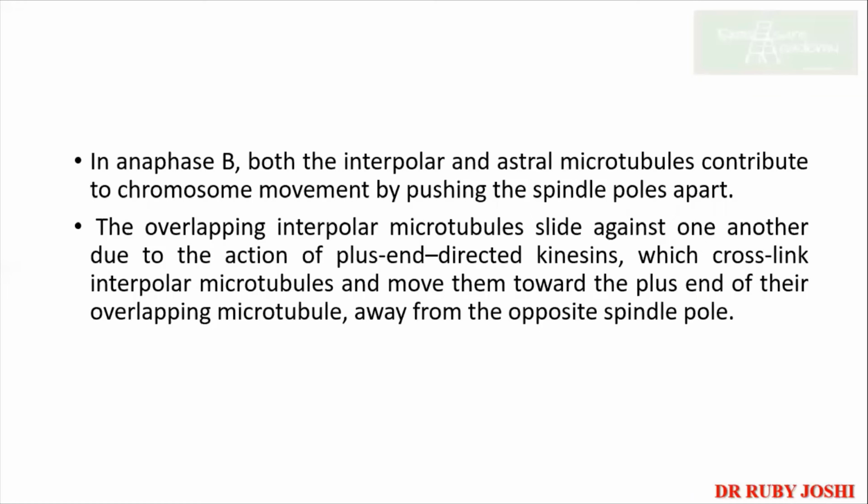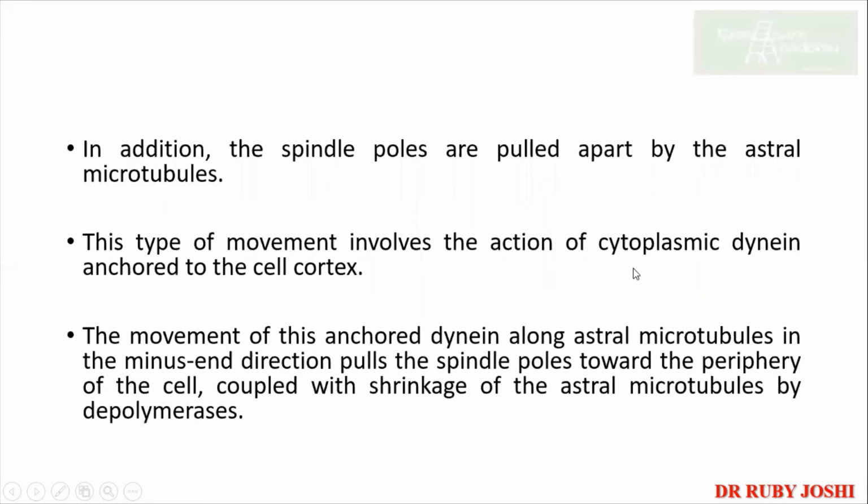So the overlapping interpolar microtubules slide against one another due to the action of the plus end directed kinesins, which cross-link interpolar microtubules and move them towards the plus end of the overlapping microtubule, that is away from the opposite spindle pole. Now, in addition to this, we also have the astral microtubules. Okay, so the spindle poles are also pulled apart by the astral microtubules. This type of movement involves the action of cytoplasmic dynein anchor to the cell cortex. So that's what those proteins I was talking about.